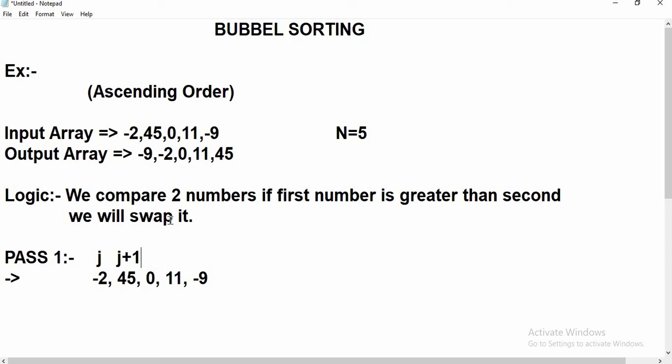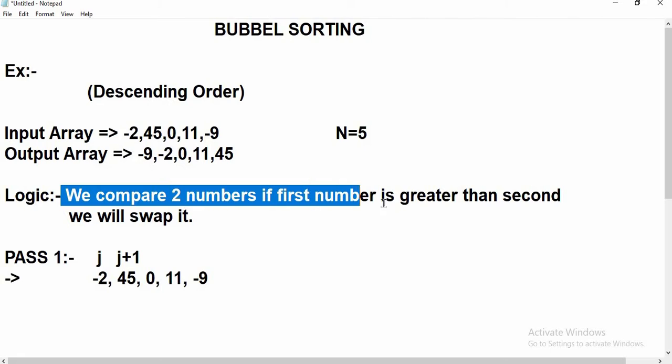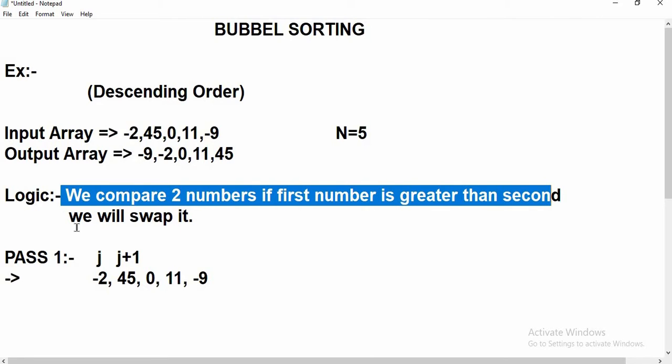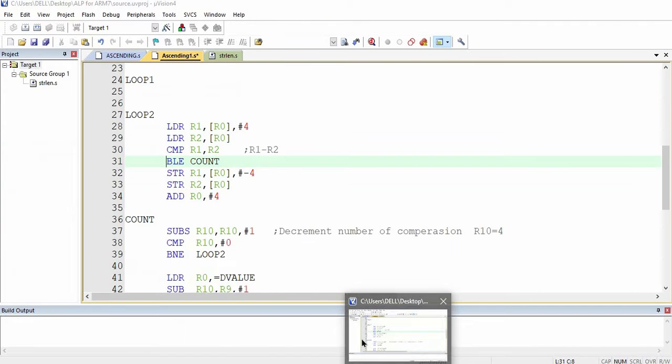If you feel disconnected or you did not understand any of the concepts, you can go back to the previous video, see that, and come back to this. So first of all, I am going to change this ascending to descending, and here the logic is we compare two numbers. If the first number is greater than the second, we will swap it. Okay. Now I am going to show you the code.